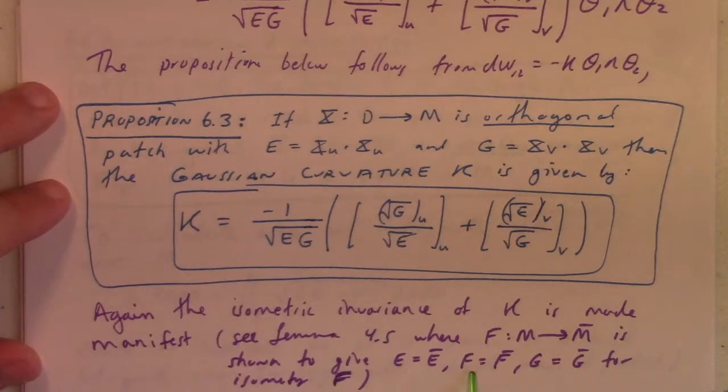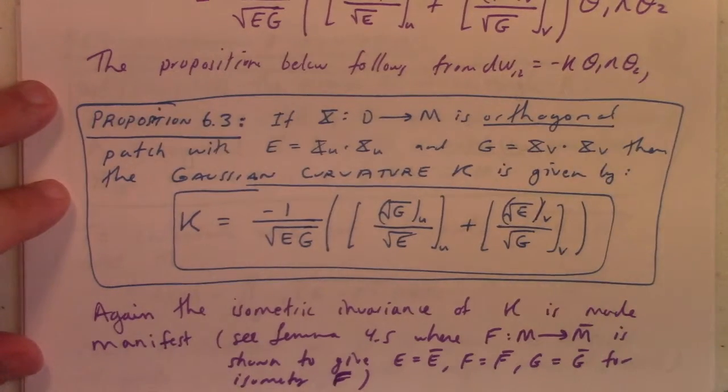Now, you might remember that an isometry preserves E, F, and G, right? E is equal to E bar, F is equal to F bar, G is equal to G bar. That was a convenient criterion to decide whether or not f was in fact an isometry. So given all that, you can see that the Gaussian curvature is going to stay the same when you go from M to M bar, because the formula is just written in terms of things which are preserved under an isometry. So there you go. There's another proof of Gauss's awesome theorem.